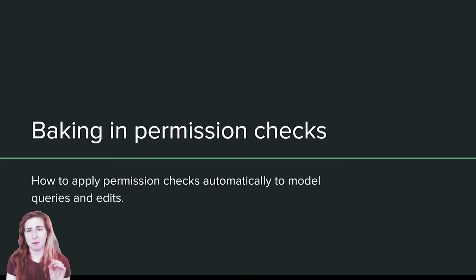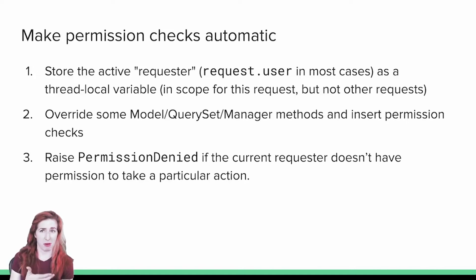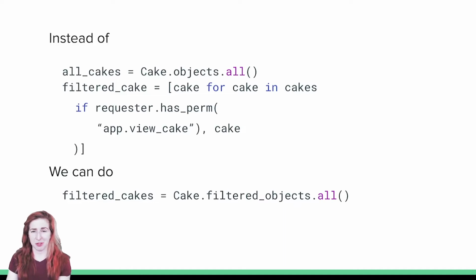So this is how you can bake these permission checks into the ORM to get those nice pre-filtered queries. Here's how you might go about it. The first step is to store the active requester, request.user in most cases, as a thread local variable, so it's in scope even if you're not passing it in as an argument. Here, where filtered objects does not take a requester as an argument, you can still reference the current requesting user when you're making these permission checks and computing these queries.